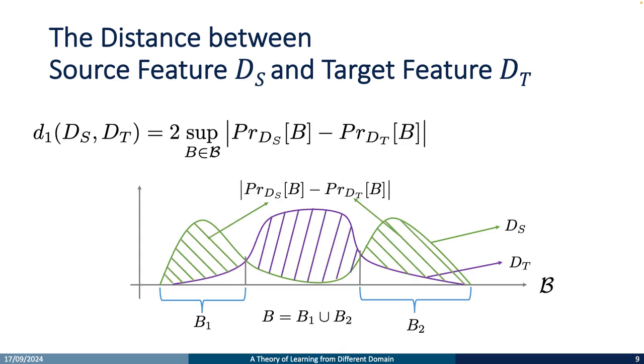We sum the area under the green line but above the purple line, which we refer to as the green shaded area. This area represents the difference between the probability density functions of ds and dt summed within the set B. It can be shown that d1, the distance between ds and dt, is equal to the sum of the green shaded area and the purple shaded area. Since these two areas are equal, the distance is twice the green shaded area. This is how we measure the feature difference between ds and dt.